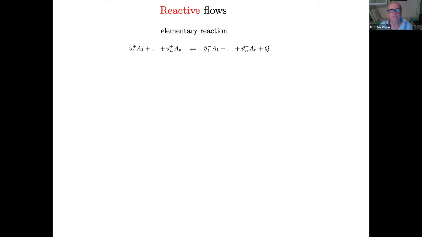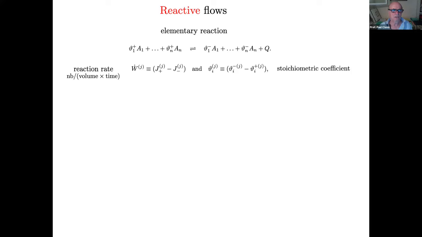For reacting flow, you usually have many species, and you define the reaction rate, which is the number of moles per unit volume and unit time, for each reaction j. You have a reaction rate of this type because you have a reaction in that direction and in the reverse direction. And you introduce the stoichiometric coefficient, which is the difference between the coefficient on the right-hand side and the left-hand side.